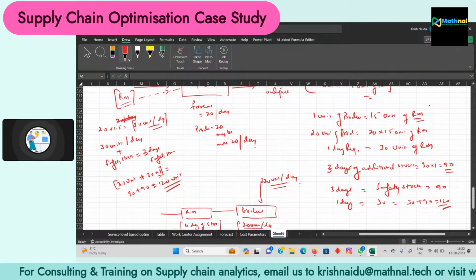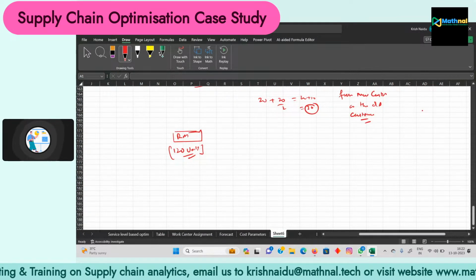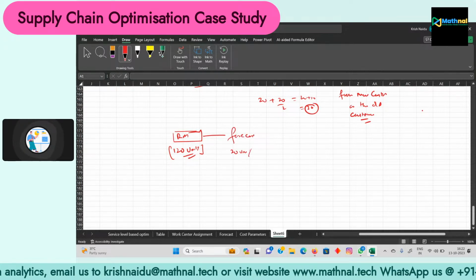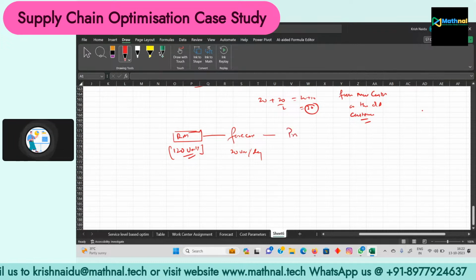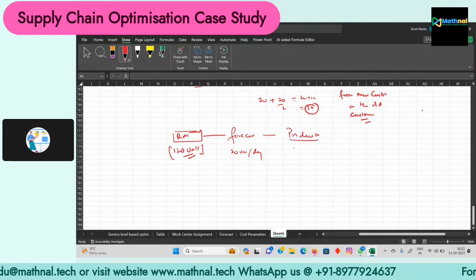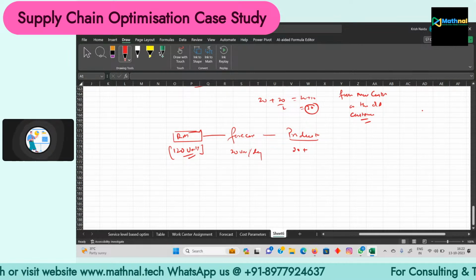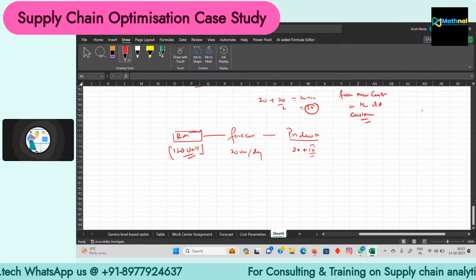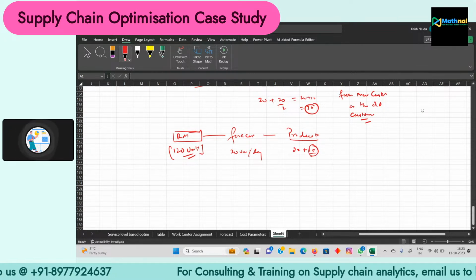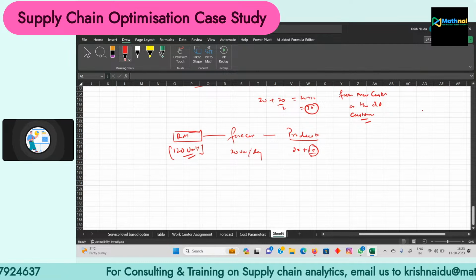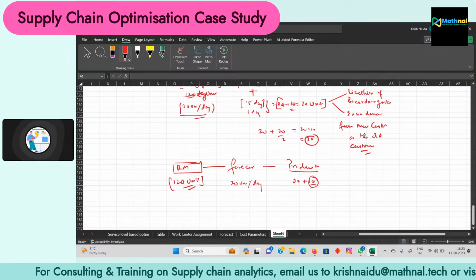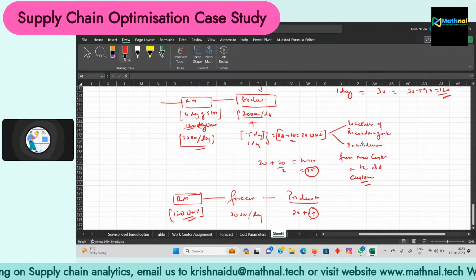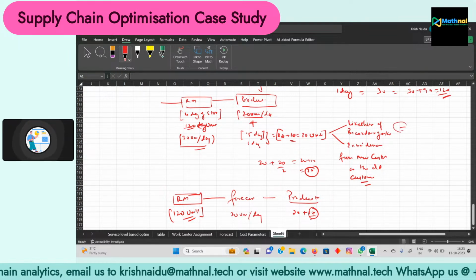So this is what we are trying to create: 120 units of raw material. And the forecast is how much? 20 units per day. And the production is how much? 20 for the production, and we're trying to create 10 units extra, right? Because we want to have 0.5 days of additional stock, because we are taking two scenarios into consideration. One is that the likelihood of breakdown of machine is very high. So that's why we want to take it into consideration.